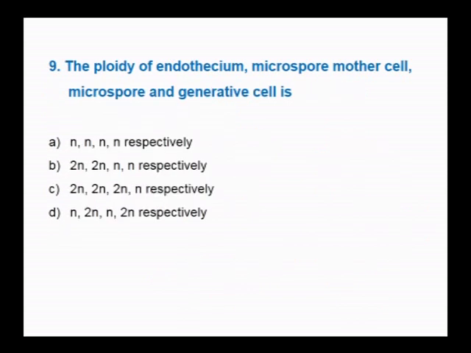Next question. The ploidy of endothecium, microspore mother cell, microspore and generative cell is. See, endothecium is a part of anther. It is sporophyte, therefore it is diploid. Microspore mother cell is also diploid. Microspore is haploid. Generative cell is haploid. Therefore, it should be 2n, 2n, n, n. Therefore, option B is correct.